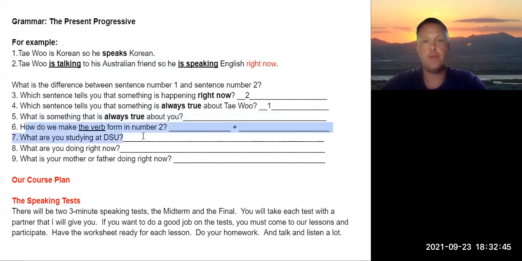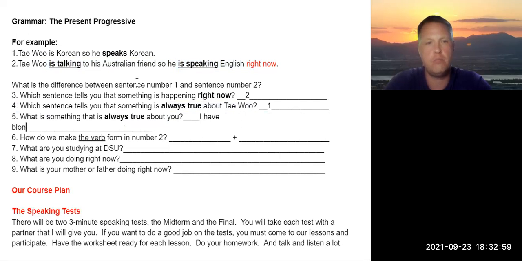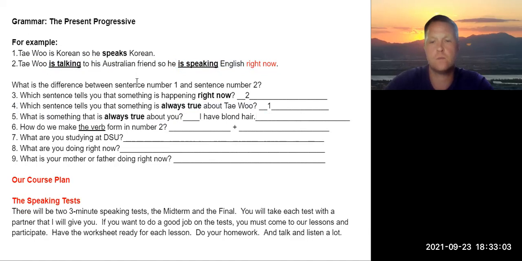And how do we make the verb form in number 2? Is talking, is speaking. So what's first? Is. What verb is that? So I have blonde hair. Okay, so again, "is," that's the verb be. And then talking and speaking, what is that? A verb plus ing. Good.